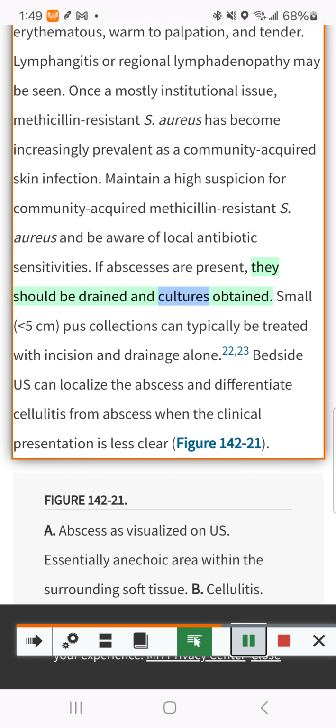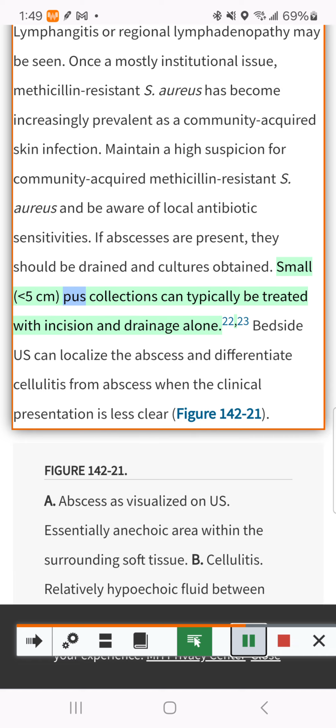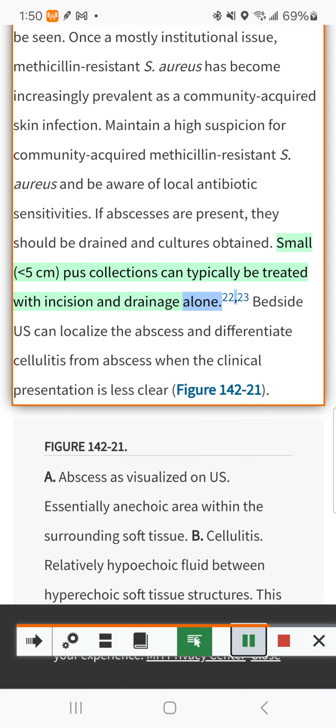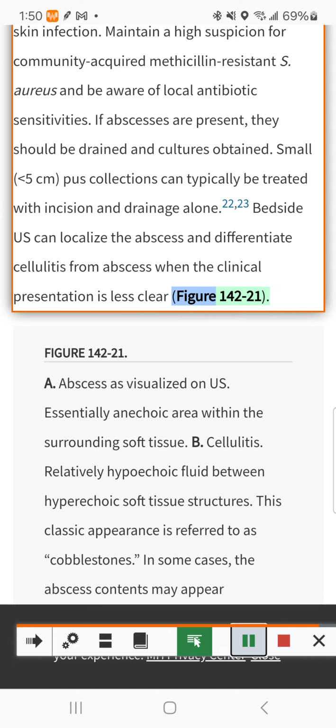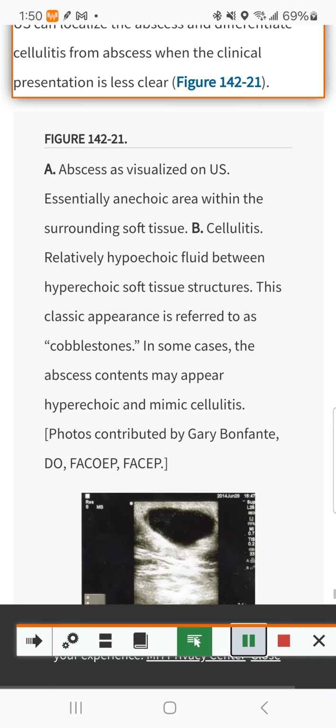If abscesses are present, they should be drained and cultures obtained. Small, less than 5 cm, pus collections can typically be treated with incision and drainage alone. Bedside US can localize the abscess and differentiate cellulitis from abscess when the clinical presentation is less clear. Figure 142-21.